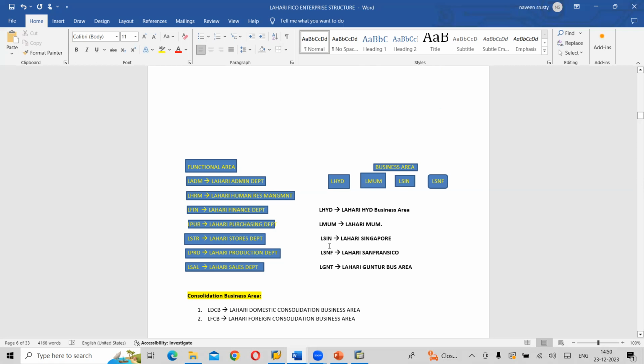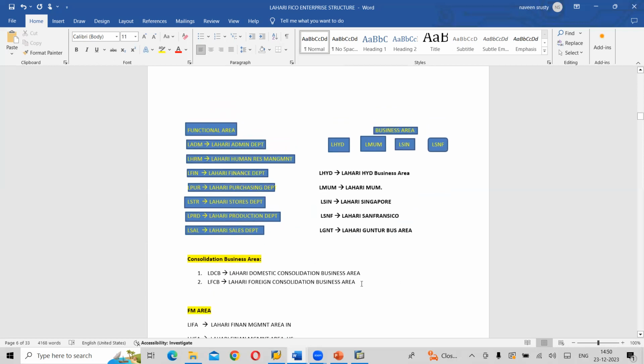LSIN, Lahari Singapore business area. Next one, LSNF, Lahari San Francisco. And next one, LGNT, nothing but Lahari Guntur business area.